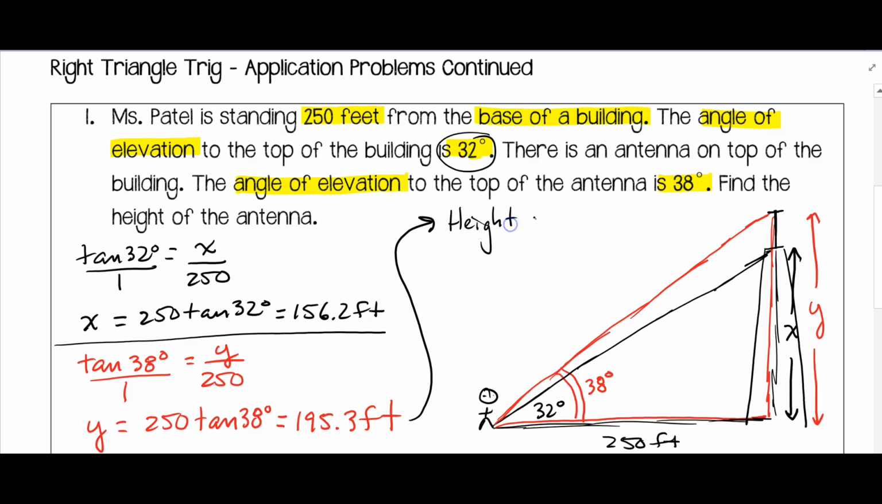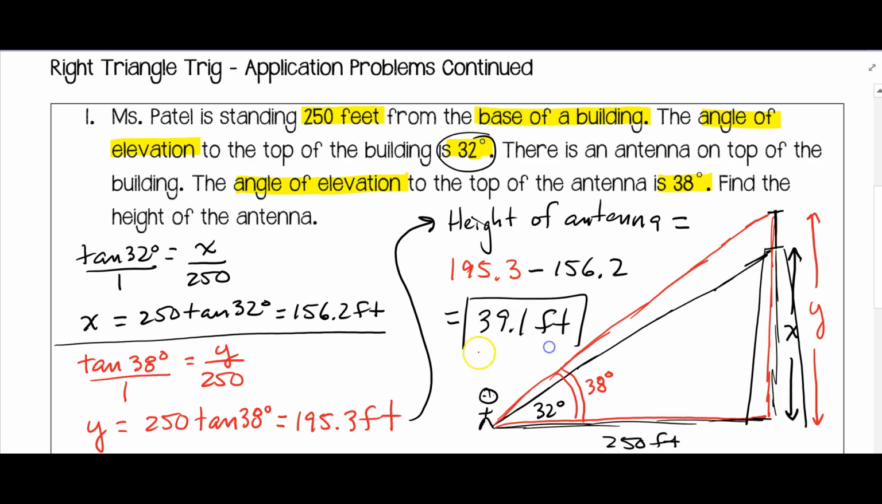All right, so now to find the height of the antenna, I'm just going to subtract these two. So I have 195.3 minus 156.2, which gives me 39.1 feet. All right, and there you have it. There's the height of our antenna right here.